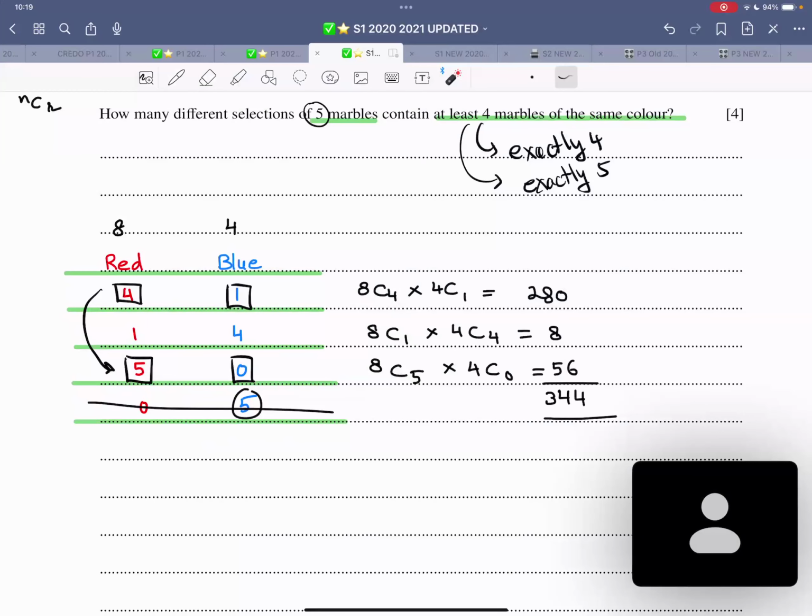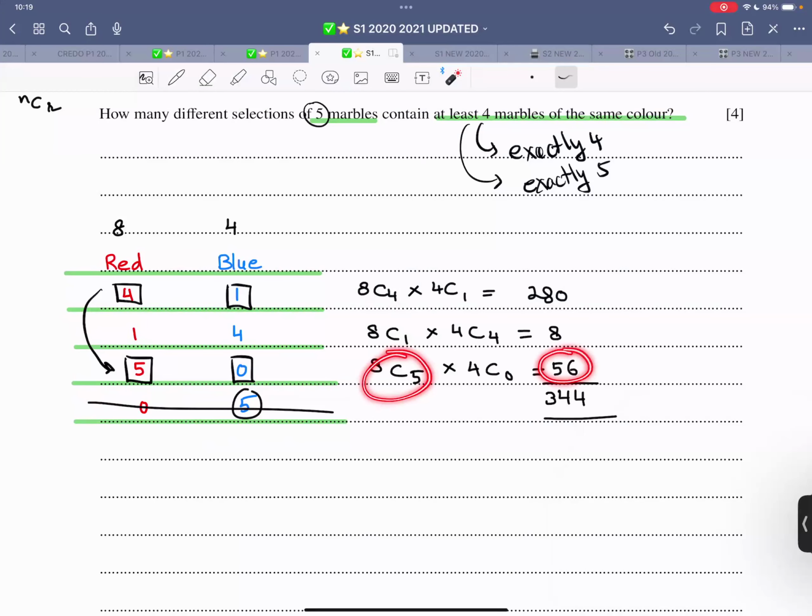And this one is 8C5 into 4C0. So let me just highlight this. That is 8C4. This is 8C5. This is 4C1. This is 4C0.